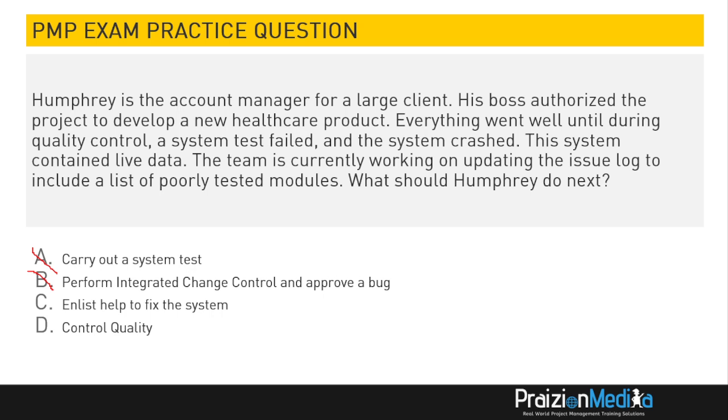C. Enlist help to fix the system. Well, that's the problem. The system's broken, right? What about D? Control quality. Well, this is what we're doing now. It says everything went well until during quality control, right there. So it wouldn't be this. This is what we are doing now. So it wouldn't be what you do next. The best option is enlist help to fix the system.